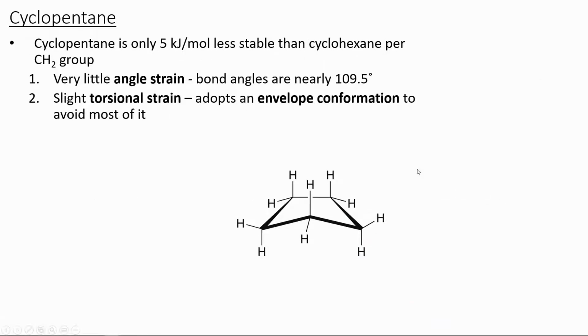We can compare that to cyclopentane. So it's just a little bit less stable than cyclohexane. Here we have very little angle strain. If we slightly pucker the cyclopentane, we can get the bond angles to nearly 109.5 as it develops this envelope conformation. It reduces both the angle strain and the torsional strain.